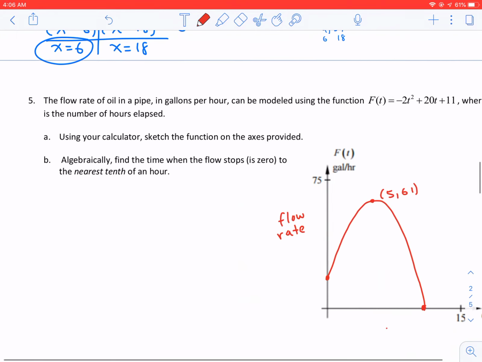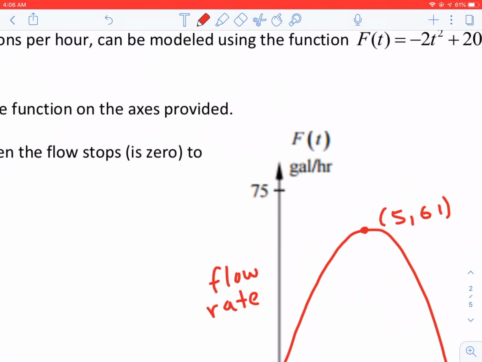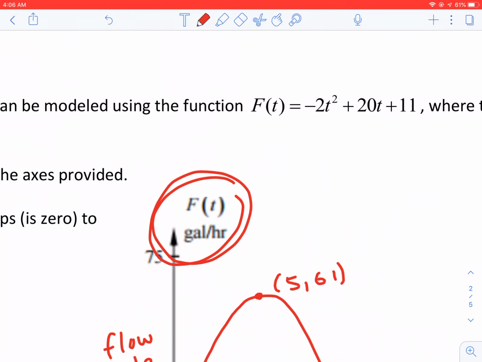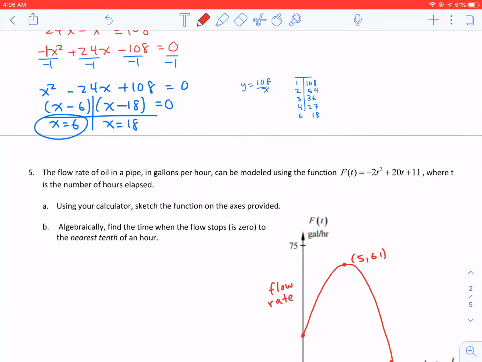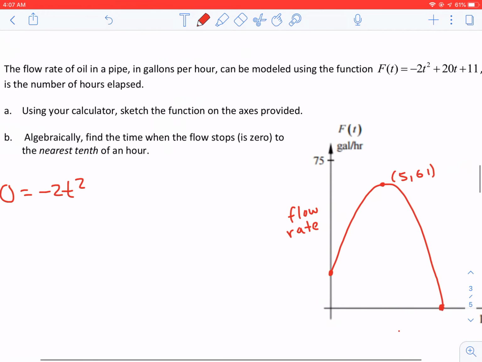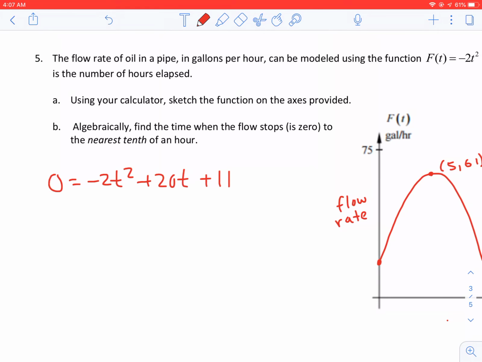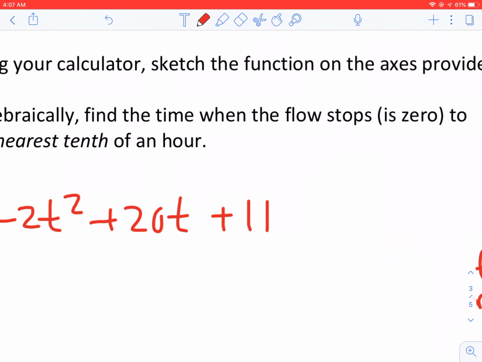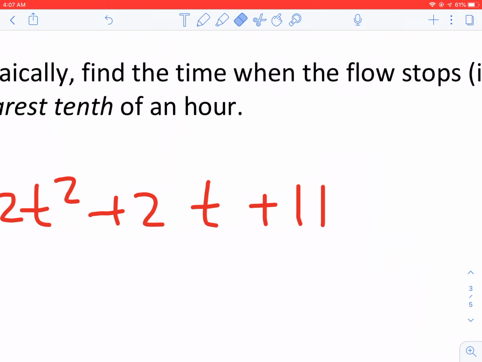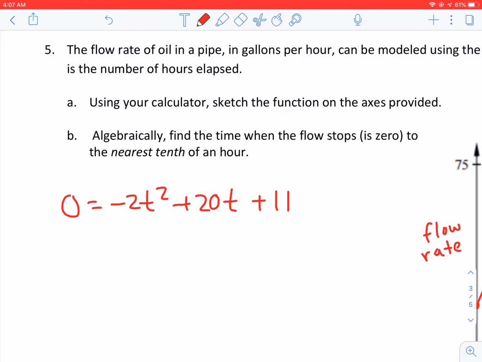Alright, but it says algebraically find the time when the flow stops, when the flow is 0, to the nearest tenth of an hour. So if we're looking for when flow rate is 0, well, that's f of t, that's the y-axis. So we're going to make f of t, the flow rate, equal to 0 and solve for t. So 0 equals negative 2t squared plus 20t plus 11. It's the same kind of work we've been doing with drawing a ball off a building and stuff like that. It's just the context is a little different. This one is how fast oil is flowing through a pipe, which is a little weird.